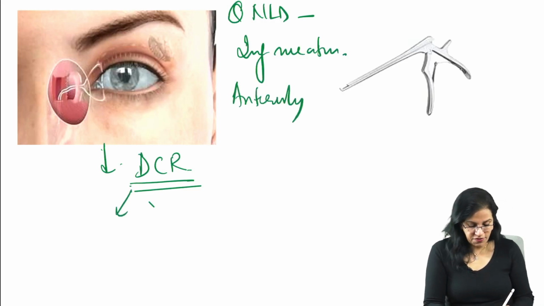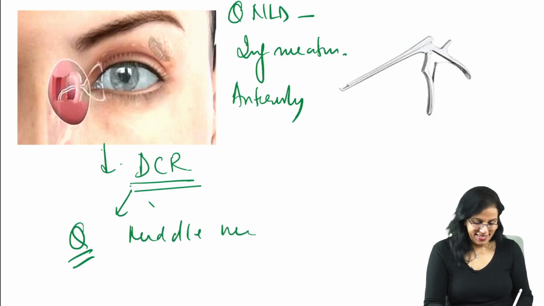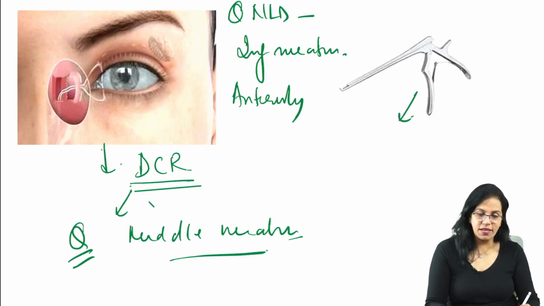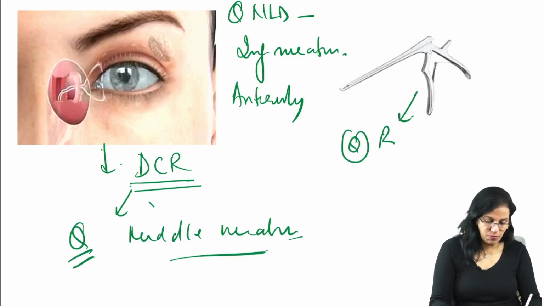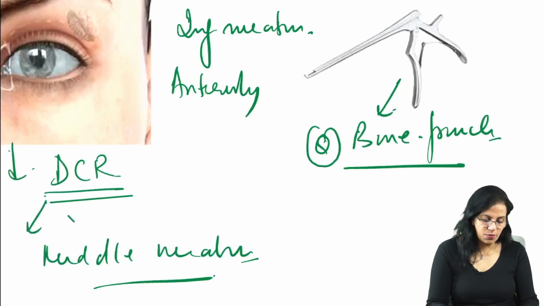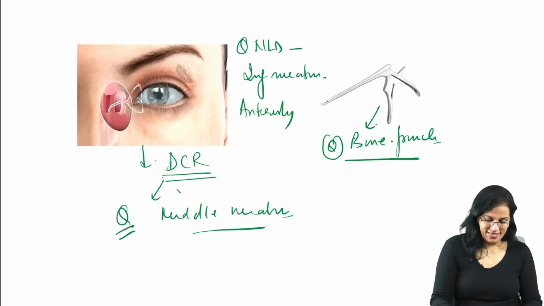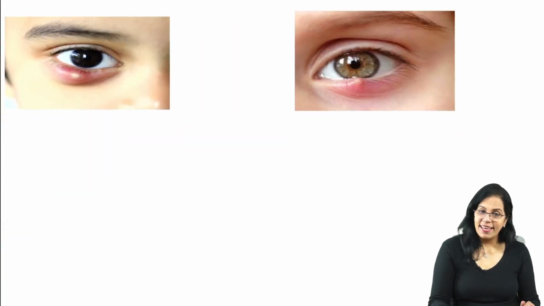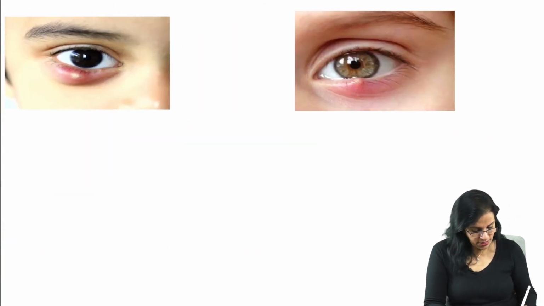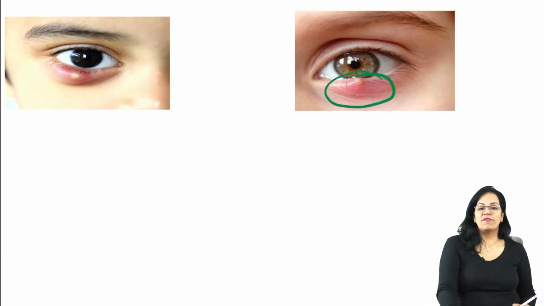Then in DCR we make the opening where? Another question we will answer middle meatus. Okay, it is middle meatus. Next question, this has been asked as in given the image. This is nothing but bone punch to cut the nasal bone during DCR surgery. So this is your bone punch. Right? Next slide.